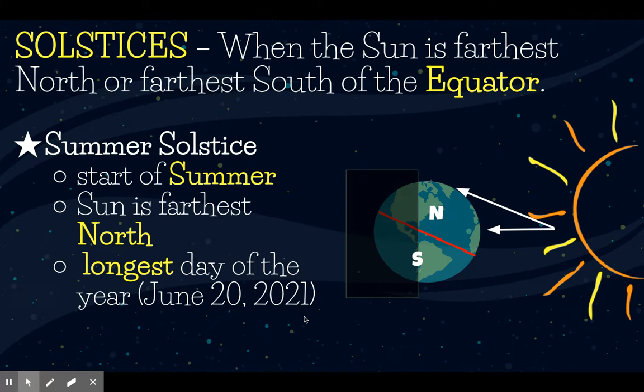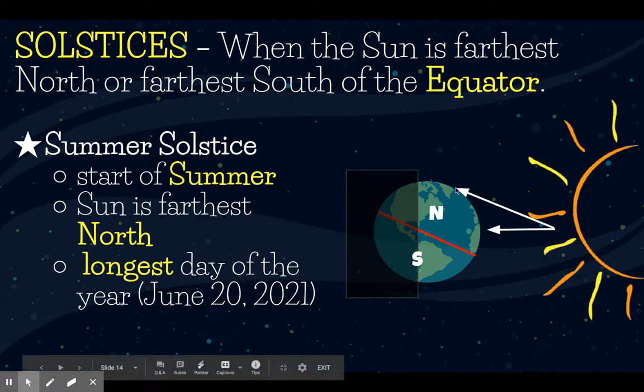So scientists calculate when the summer solstice will occur each year by measuring the amount of sunlight that the northern hemisphere gets at the top of the Earth, the North Pole.